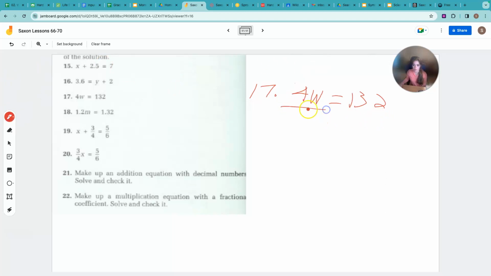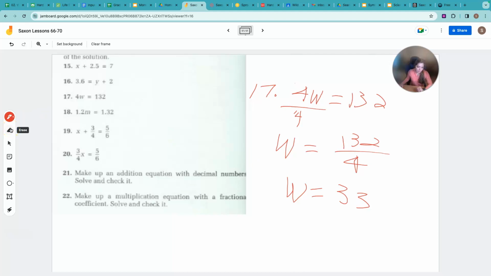So, we would do this to both sides, because if I divide 4 by 4, that's 1. That basically just leaves w on that side. Then we have w equals 132 divided by 4. So let's divide it out. 132 divided by 4 is 33. W equals 33.